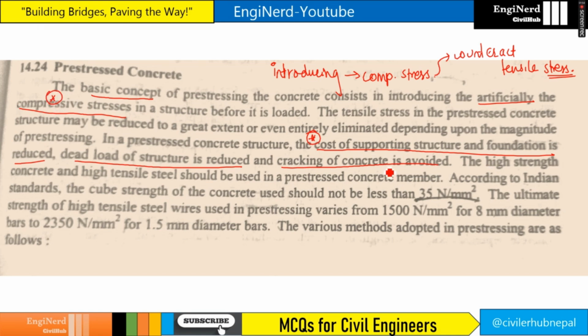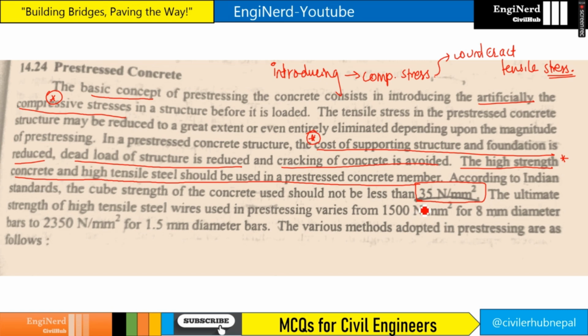And high strength concrete and high tensile steel should be used in the prestressed concrete member. This is a very important line with respect to MCQs. According to Indian Standard, the cube strength of concrete should not be less than 35 Newton per mm square.